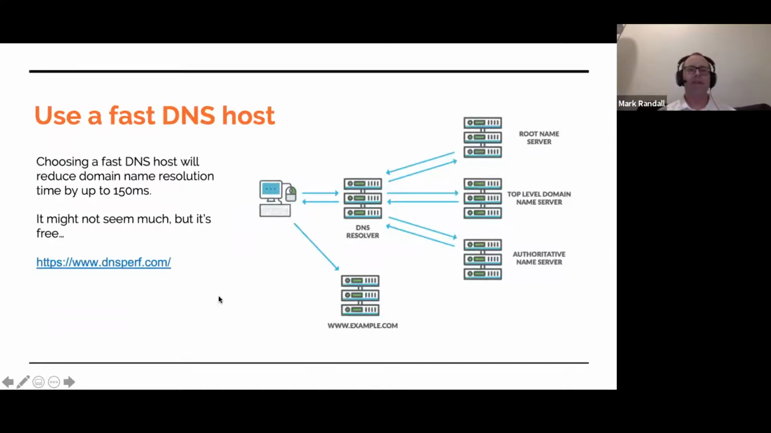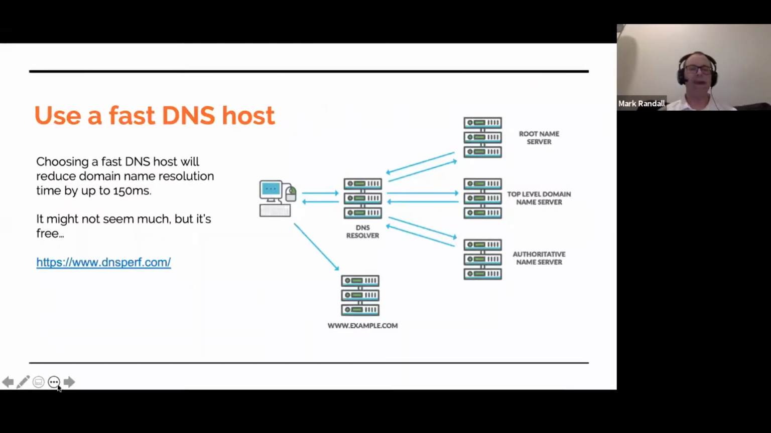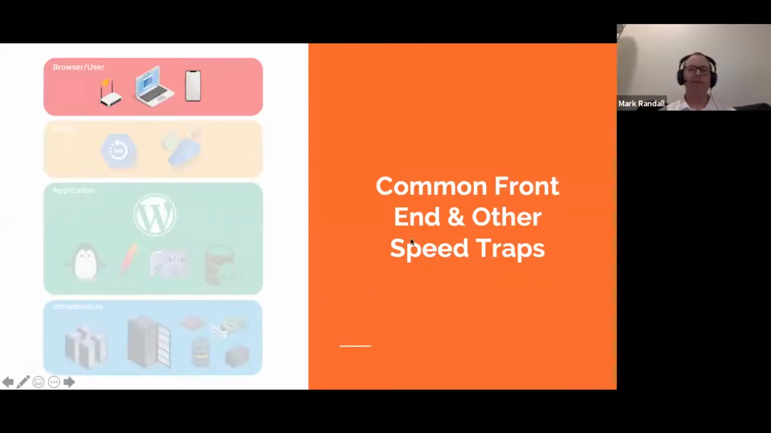Using a fast DNS host is super important as well. So your DNS is basically translating your URL, www.wpengine.com, to an IP address. And believe it or not, some DNS hosts are faster than others by up to 150 milliseconds. And that website here will tell you how your DNS provider compares in terms of performance. So you can actually have a look and make sure you're with a nice fast DNS. Cloudflare is, as I say, a partner of ours that we integrate with, and we definitely recommend them.